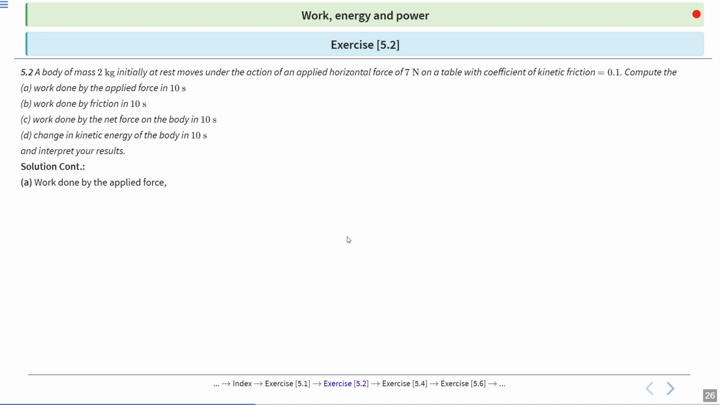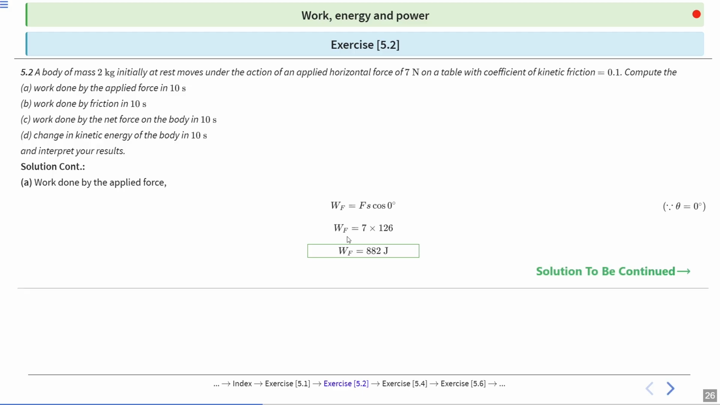Now let's see our questions. First is work done by the applied force. Here we know W is equal to F S cos 0 degree, because the applied force and displacement are both in the same direction. So F is 7 and S is 126. We already calculated F and S. F is given here, S we already calculated. When we multiply both, we get WF is equal to 882 joule. Clear?